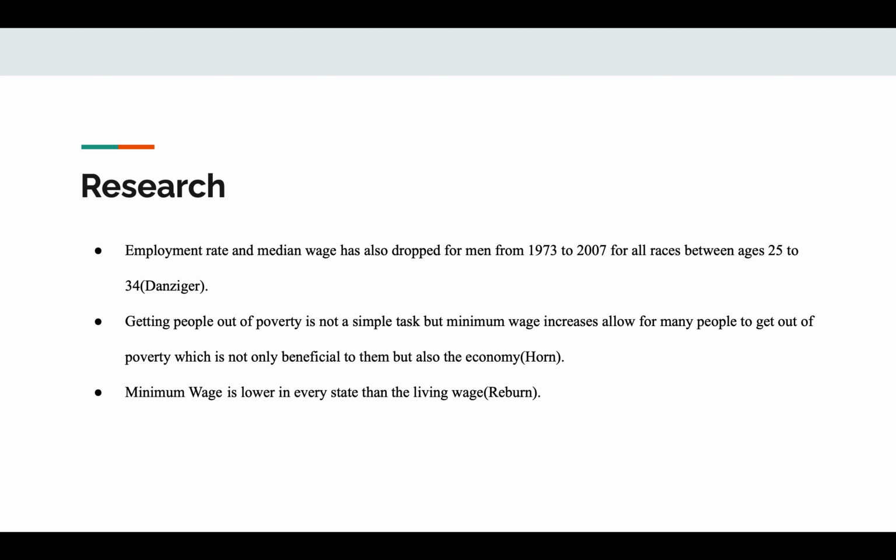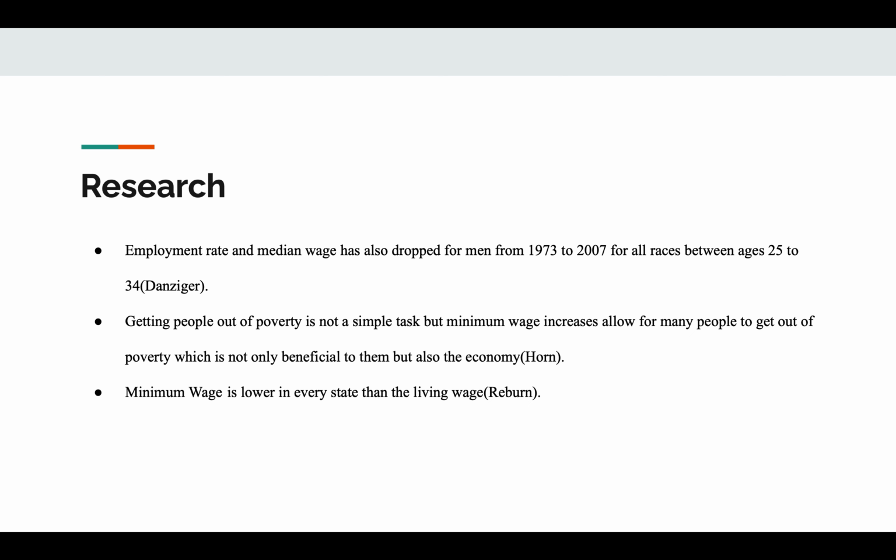Getting people out of poverty is not a simple task, but minimum wage increases allow for many people to get out of poverty, which is not only beneficial to them but also the economy. And this is true because, like I said before, these government programs put a lot of money into people that are in poverty, and once they get out of poverty, it does improve the economy just because they're no longer relying on tax dollars and things like that to support their needs, and the government can spend that money in other ways than on people who no longer need the help anymore because they're out of the poverty gap.